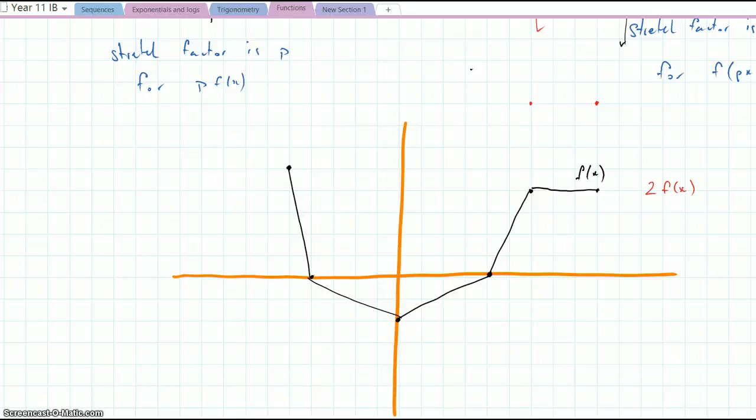Inside the function, it affects the x coordinates and not the y. So this is what results here if I have a look at f of 2x. Now what this means is that my x values are halved and my y values stay the same.